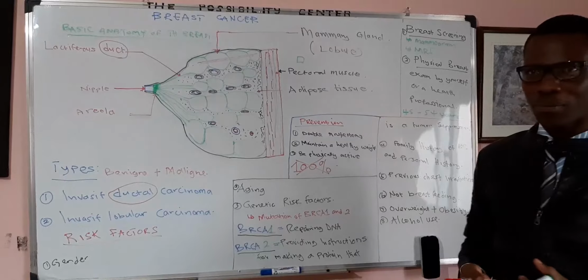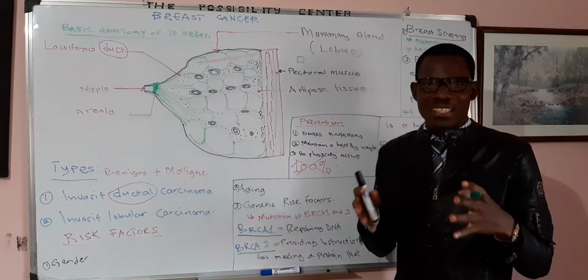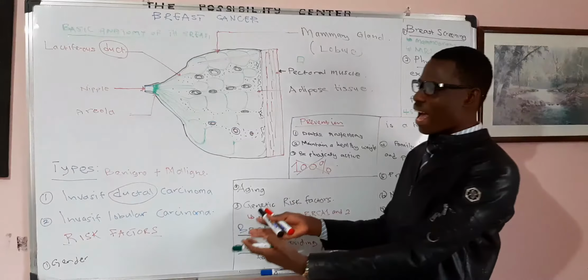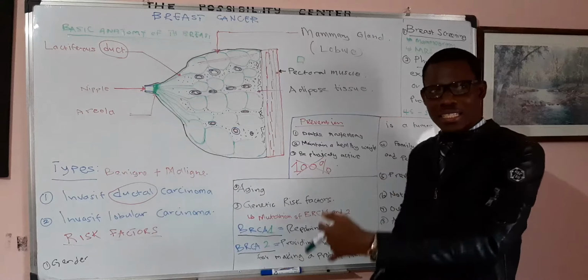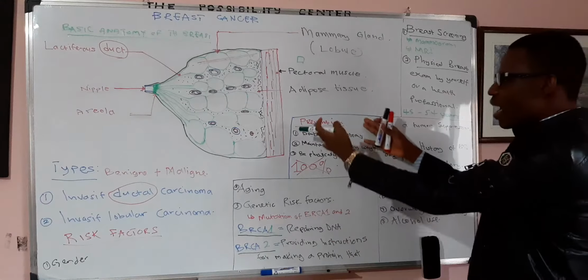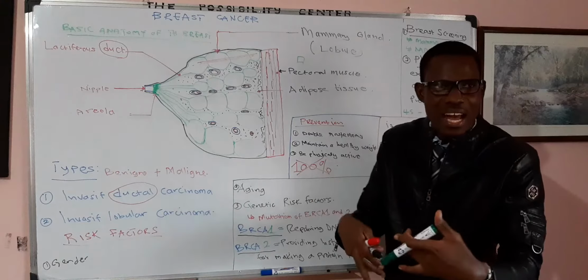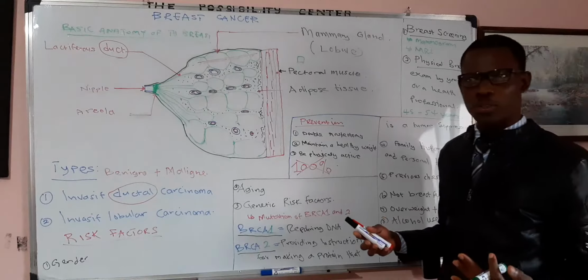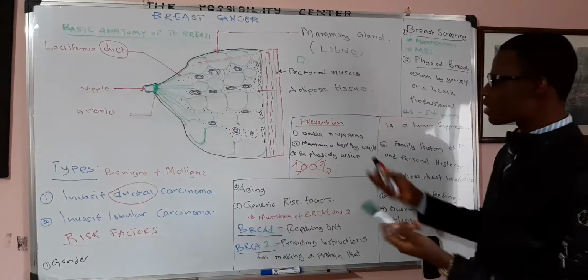Now let's look at how we can prevent breast cancer. Now, there is something I want you to know. There's no way we can prevent breast cancer because the exact cause is not known. But these are just risk factors. These are the factors that predispose one to getting it. But these are just ways in case you suspect that you might have breast cancer, or the things you do in order to reduce the risk of getting it.